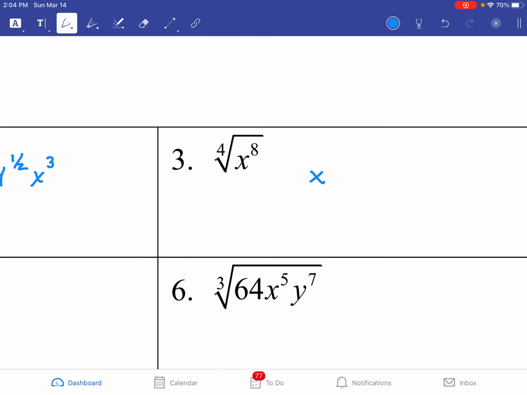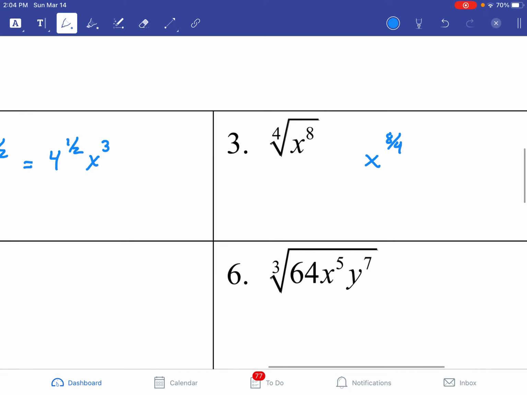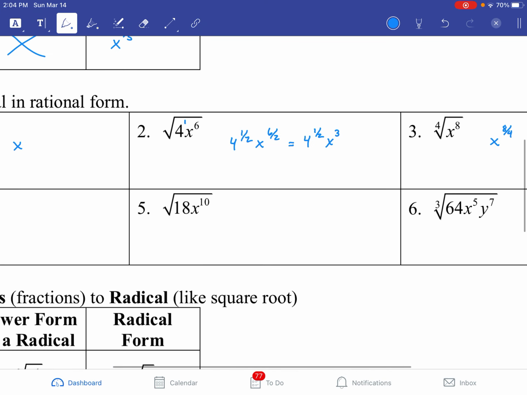Okay, this is x to the 8 over 4. I'm not going to reduce that one. I'm going to stop reducing in general.